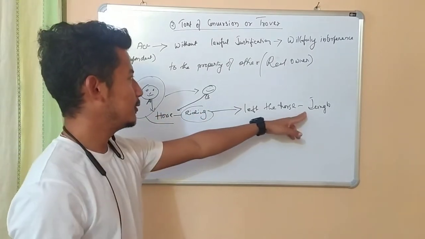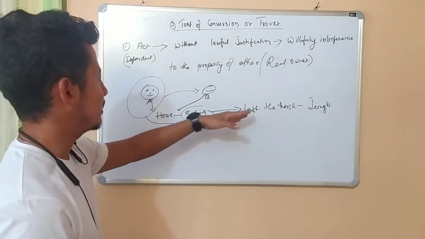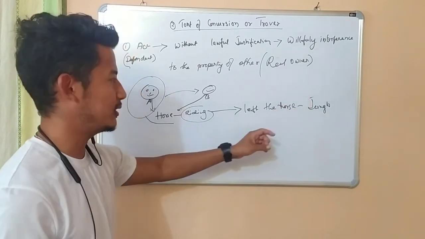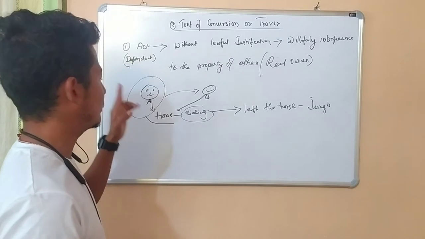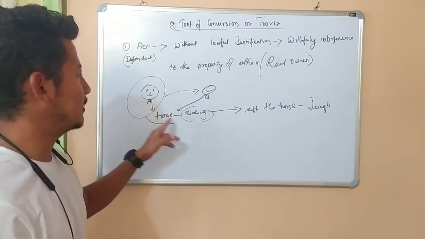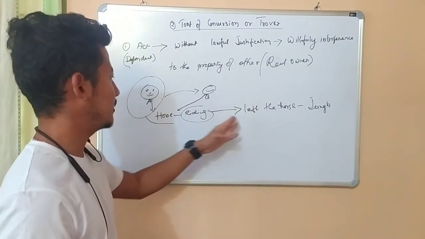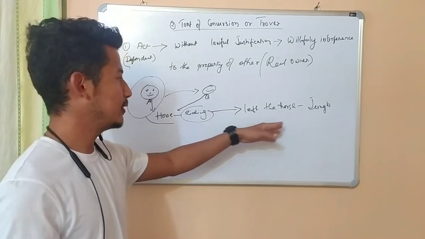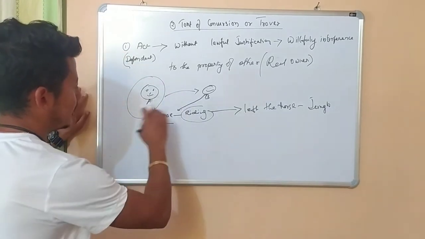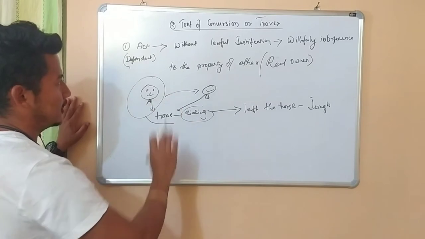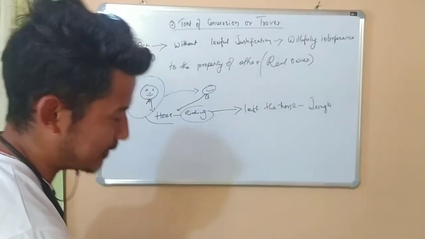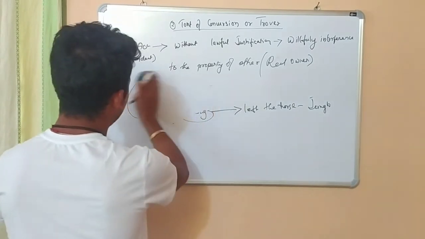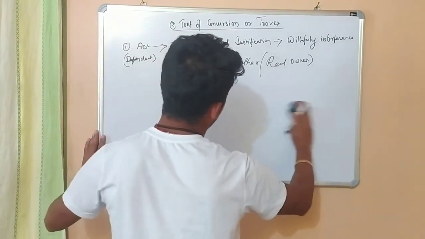Instead, he willfully interferes with or destroys his property, because the horse was with him, but the owner is A, and B did it without his permission. This kind of wrong is called conversion. Let's take another example, after that it will be very easy for you to understand.